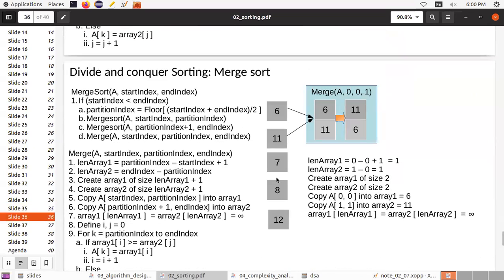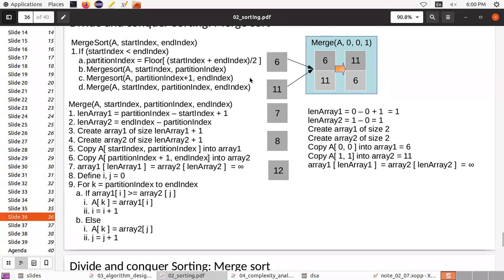And what is the merge routine going to do? This is what the merge routine is going to do. Let's consider these two, 6 comma 11. When this particular function is called, merge a of 0 comma 0 comma 1, this is how it works out.